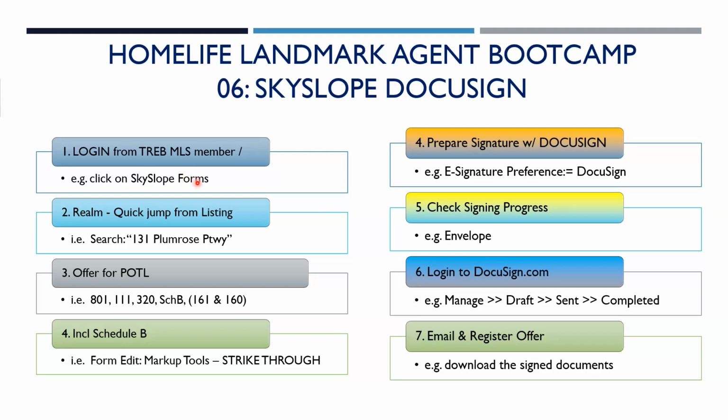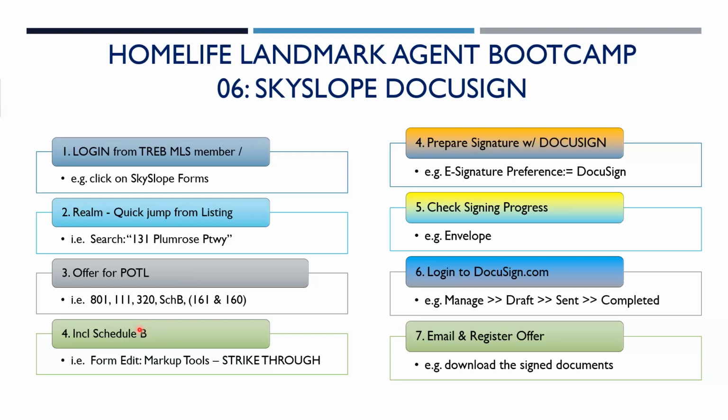You gotta start from the Skyslope, and then you're gonna have the form ready, and then you jump to the Docusign, right? And this time we're going to use the example of Portal because last week I was trying to use that, but then we don't have much time left. So this week we hopefully can cover some of the Portal stuff. It's basically almost the same.